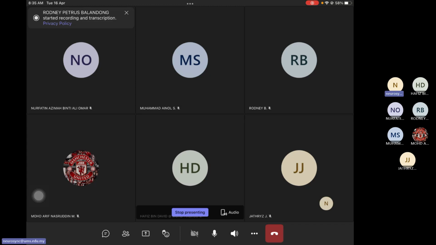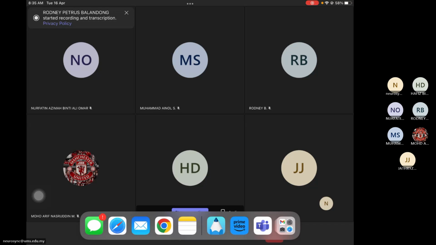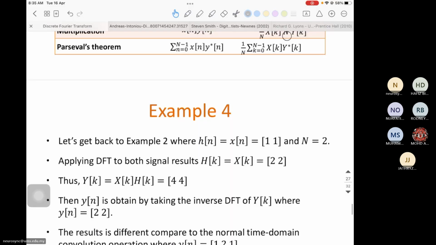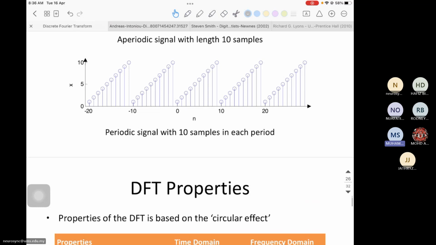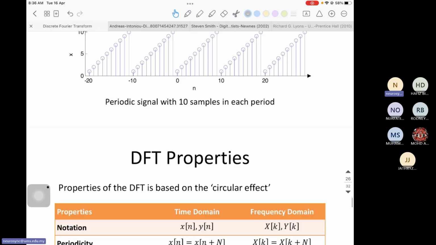Okay, I think we can start now. Can you please confirm the screen is visible or not? Yeah, doctor, it is visible.